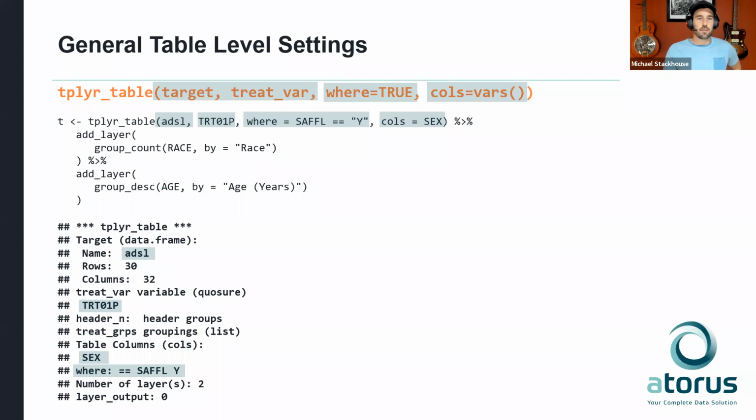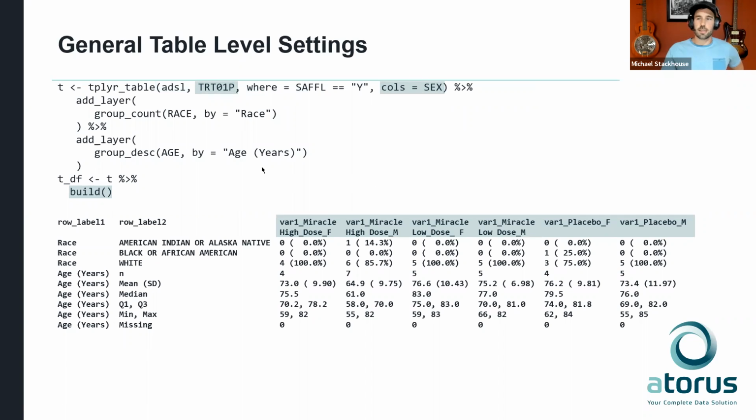So like you see here, we have the tplyr table. When you build it, we get that back out. So this is just to show you how those variable names are created and how that's presented. So when we build this, the columns that are set there have TRT1P. So we have the high dose, the low dose, and the placebo groups that have been summarized.